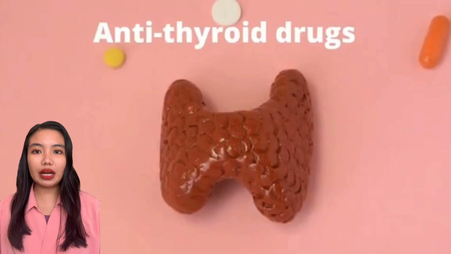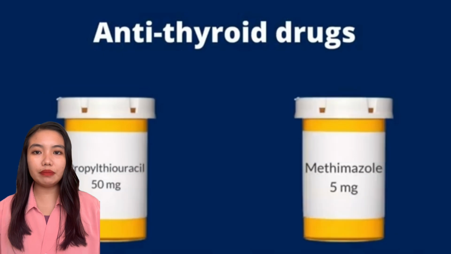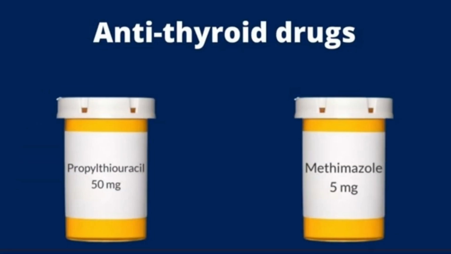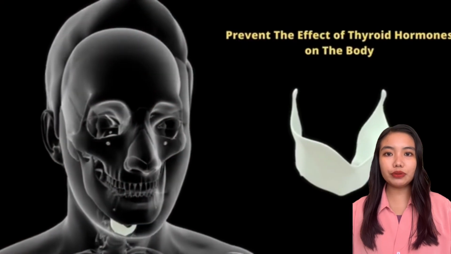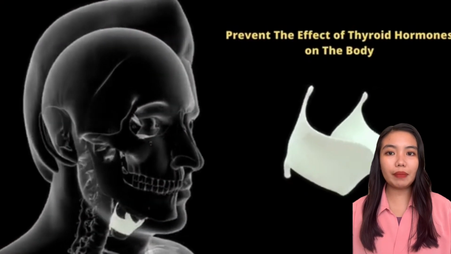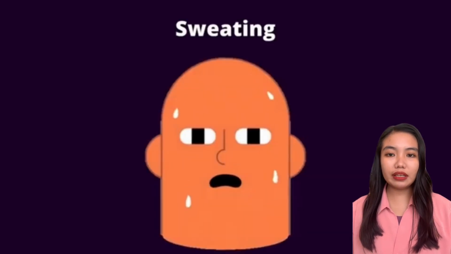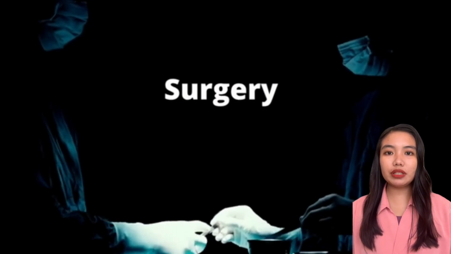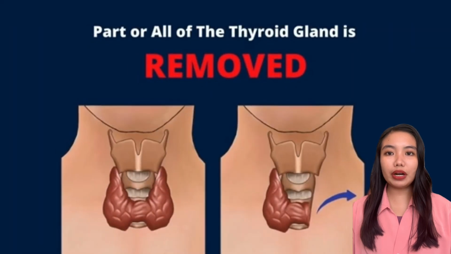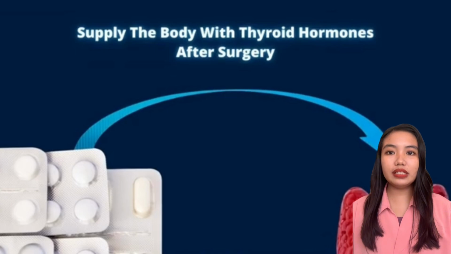These medications block the secretion of thyroid hormones and usually include propylthiouracil and methimazole. Beta receptor blockers. The function of this drug is to prevent the effect of thyroid hormones in the body, which helps to solve the problems of irregular heartbeat, sweating, and muscle weakness. And of course, we have surgery. Surgery is usually resorted to in the latter cases where part or all of the thyroid gland is removed, and in most cases, there is a need to supply the body with thyroid hormones after surgery.